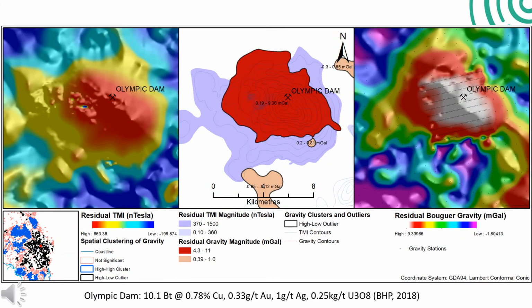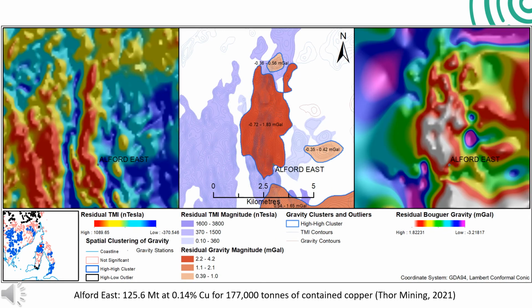The Olympic Dam IOCG is centrally located within the region of high magnitude gravity outliers and has a residual gravity anomaly of around 9 milligals, one of the largest anomalies in the region. The Alford East occurrence is an example of an IOCG occurrence in the southern region of IOCGs, and the textures here are indicative of shear zone hosted iron.